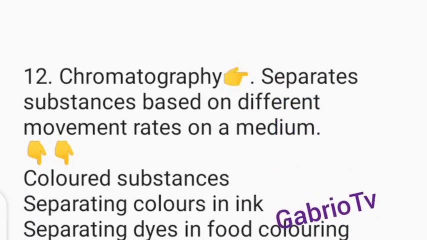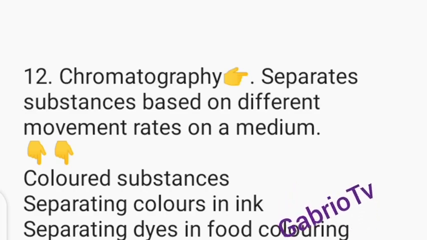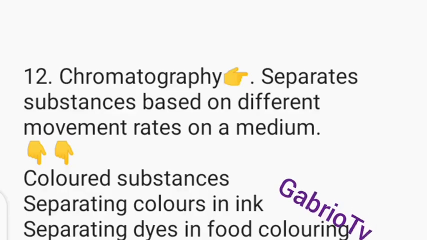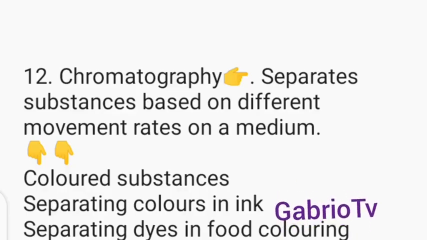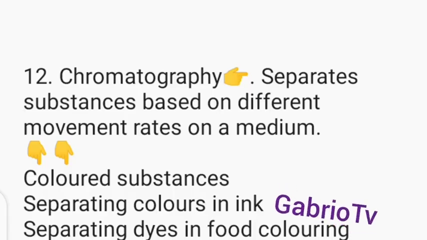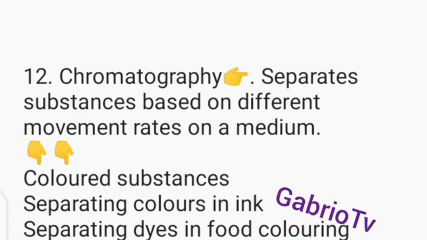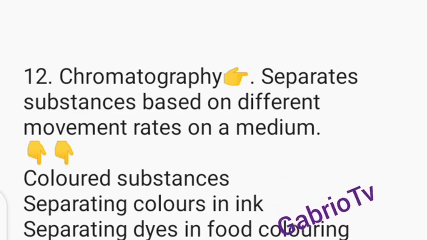What about chromatography? Chromatography is used to separate substances based on different movement rates on a medium. The medium can be in the form of paper, or just a sheet, something on which there is movement. So the solvents are recovered based on the movement. It is used probably for colored substances, like separation of colors, separation of dyes in food coloring, and others, based on the movement of the solvent or the materials inside the medium. So that's chromatography. That's straightforward. It is used for separating ink into its components, colors from ink, dyes, and others.